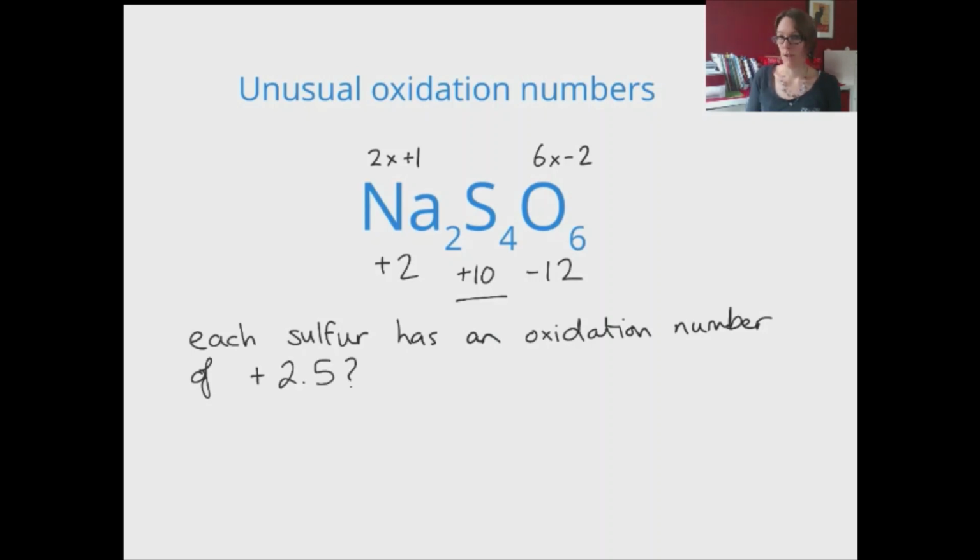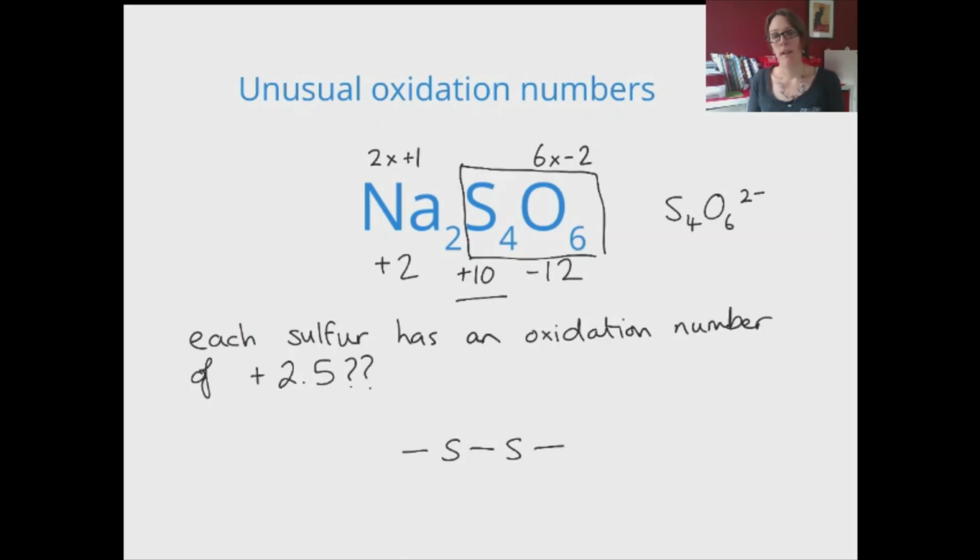Which a lot of students don't like. And justly so, because you can't lose half an electron and you can't form half a bond. So none of these explanations so far have explained how an element can work out with an oxidation number of 2.5. So let's just look at the ion on its own without the sodium, because the sodium is ionically bonded and not really covalently bonded to it. It makes a lot more sense if we actually draw out what this ion is.